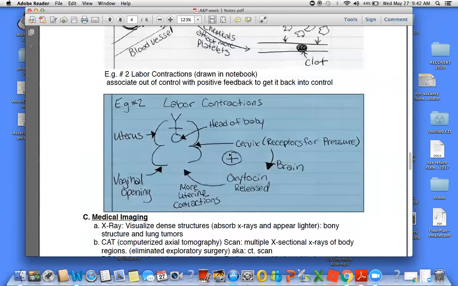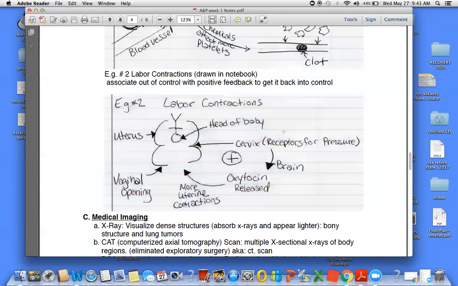When the baby's head grows big enough, right? You're at the end of your period of gestation or development inside of the uterus. The head of the fetus becomes large enough that it starts hitting the cervix. The cervix has receptors for pressure, right? You see that? Receptors for pressure. The receptors for pressure send messages to the brain to release a chemical known as oxytocin, all right?